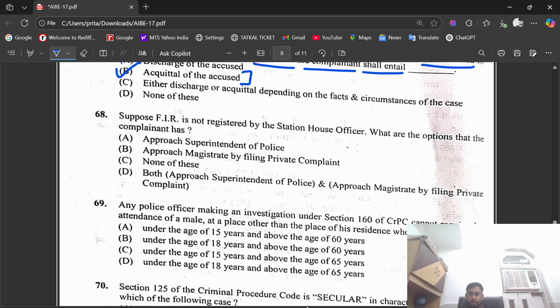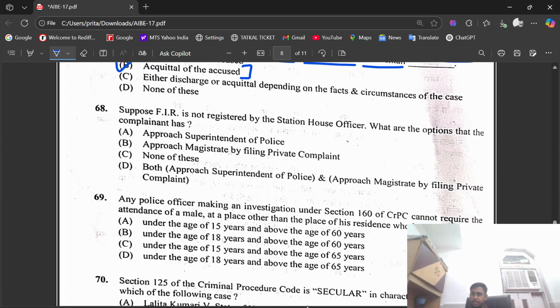Question number 68. Suppose FIR is not registered by the station house officer. What are the options that the complainant has? Complainant can directly approach the superintendent of police. That's it. Okay, first of all, if the person is not registering FIR, the complainant can make a letter to the superintendent of police and make a request to order them or forward the message to file the FIR.